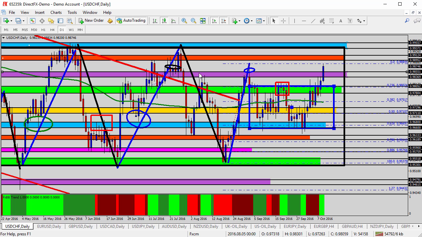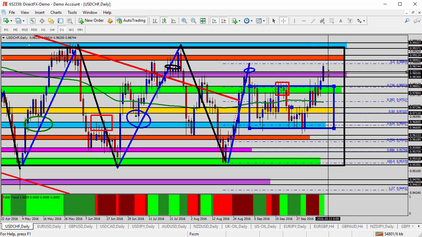We can go back to this area right here, into August 8. It found resistance and reversal, and right over here it found support and continuation. So we know that this purple zone is a decision point.